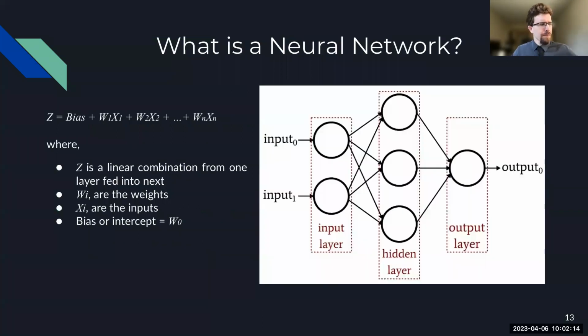So a little bit about what a neural network actually is, right? This is a graphic of a basic neural network structure where Z is a linear combination from one layer into the next. The weights, the Xi's are the inputs, and there's a certain inherent bias. And this essentially is a computational model inspired by the structure and function of neural systems like our brain.